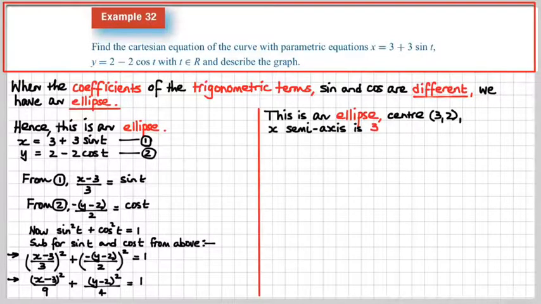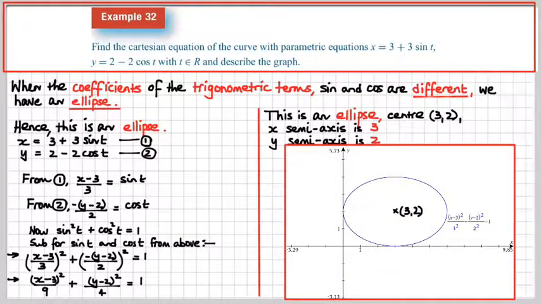The centre is 3 and 2. The x semi-axis is 3, and the y semi-axis is 2, and here comes the ellipse. There's the centre point there, and there are the axis intercepts. I'm just showing you very clearly that these are the semi-axes. The x semi-axis is 3 units long, and the y semi-axis is 2 units long, so indeed it is an ellipse. It's a squashed circle. It's an egg. Nice, isn't it?